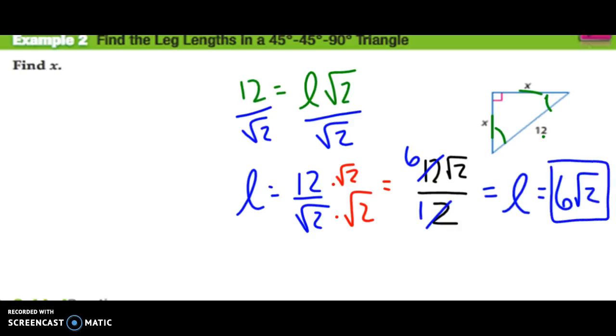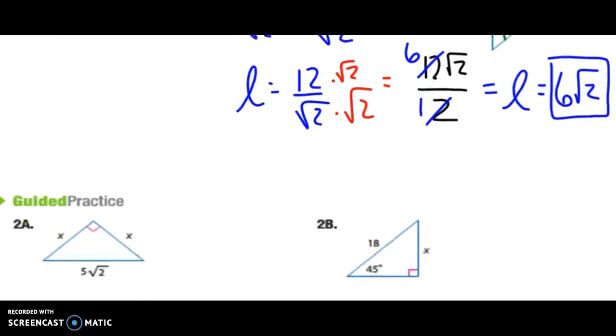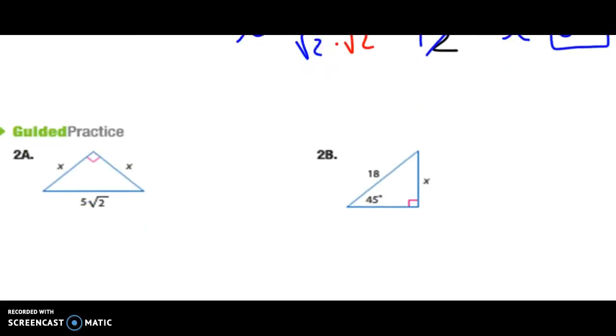And again, you could try that on your own. You could take 6 square roots of 2 and multiply it by the square root of 2, and you would get 12 for the hypotenuse. Here's a couple guided practice problems that you can try as well.